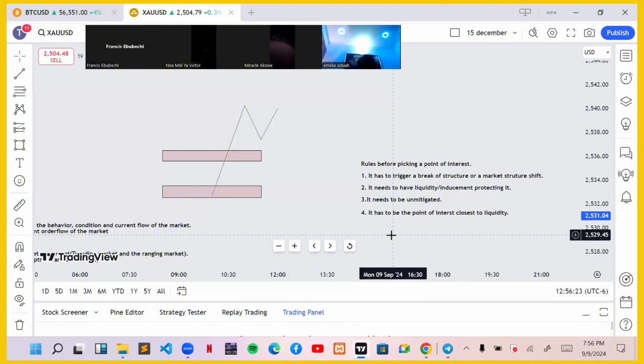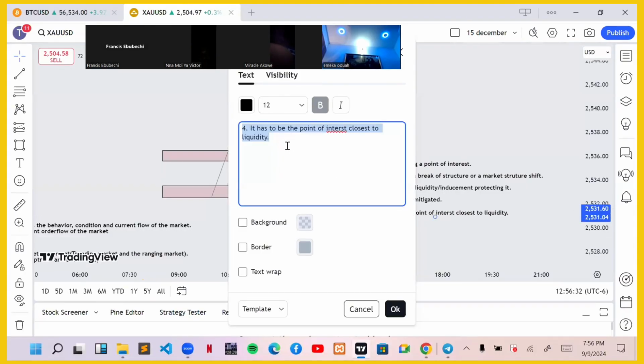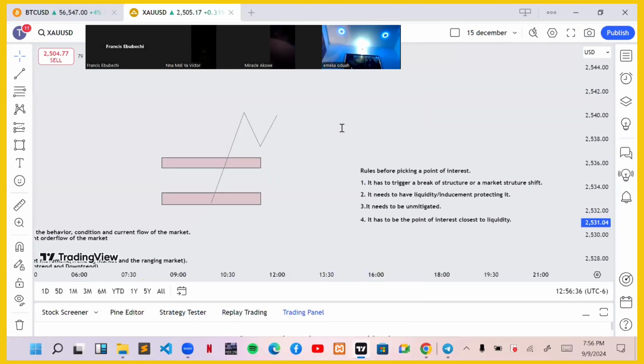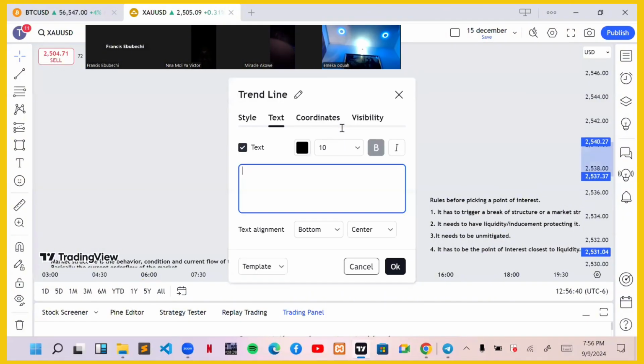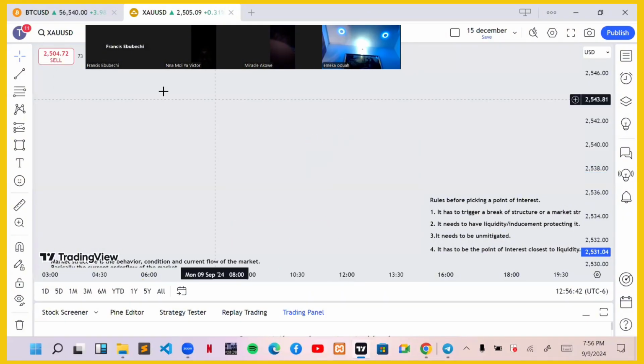Number two, it needs to have liquidity or inducement protecting it. Number three, it needs to be unmitigated. And number four, it has to be the point of interest closest to liquidity. So now you know when to use your breaker block and when to use your order block. Now let me make a more graphic presentation of what I mean.